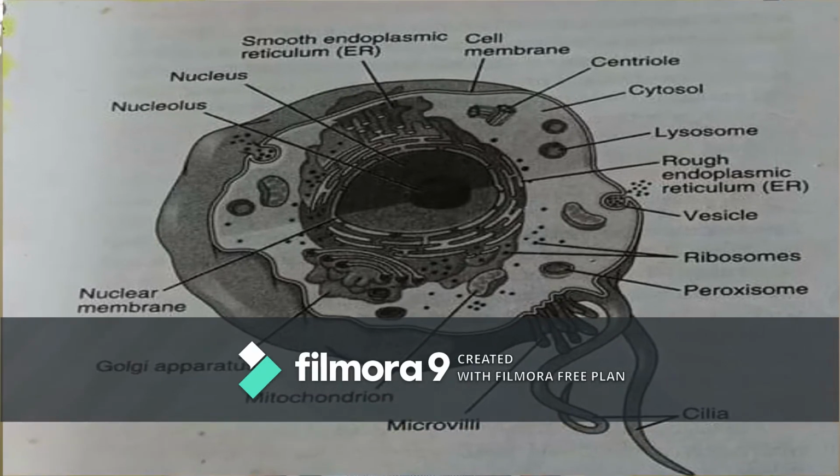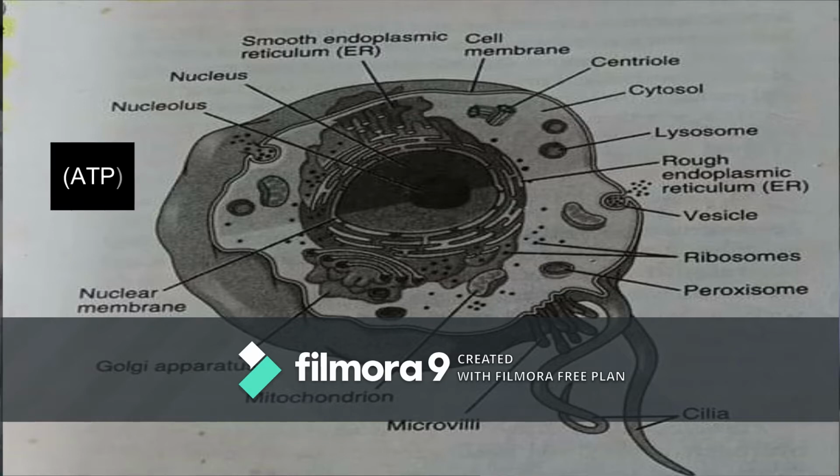The mitochondria. The energy necessary for cellular function is provided by the formation of high-energy phosphate molecules such as adenosine triphosphate, or ATP. ATP is an energy-carrying or energy-storing molecule within the cell.